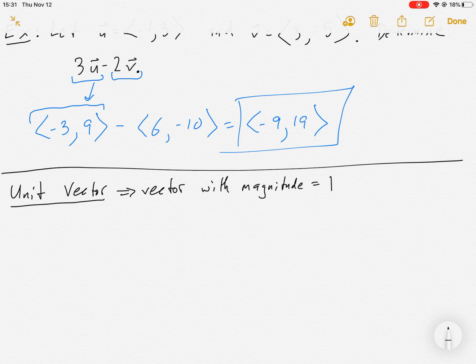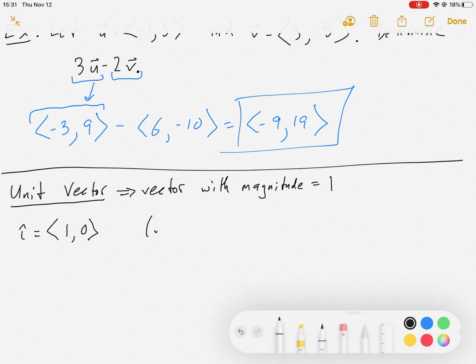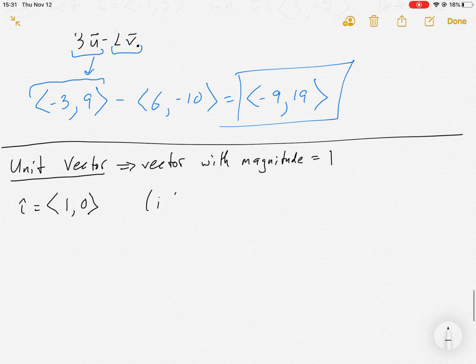The two most common ones actually have special names. The first one looks like this, 1, 0. Notice that if you found the magnitude of this, you would actually get 1. But this is called the vector i. And instead of getting confused with other vectors and symbols, we use this sort of symbol on it like that. And this is called i hat. Historically, I don't know why they picked i, but this is called i hat.